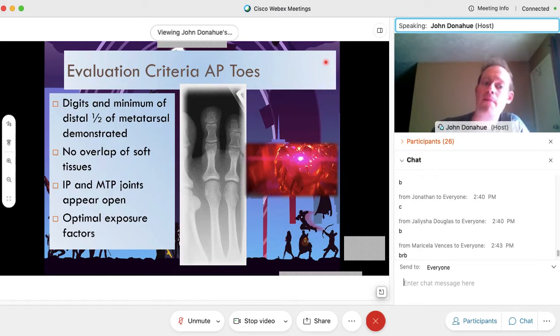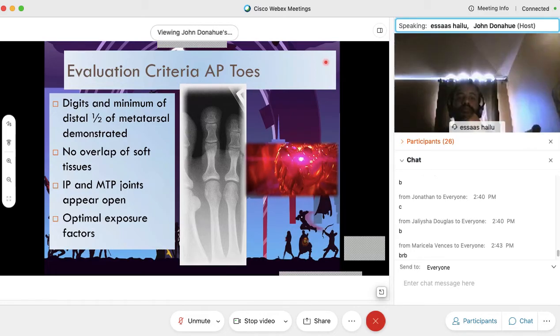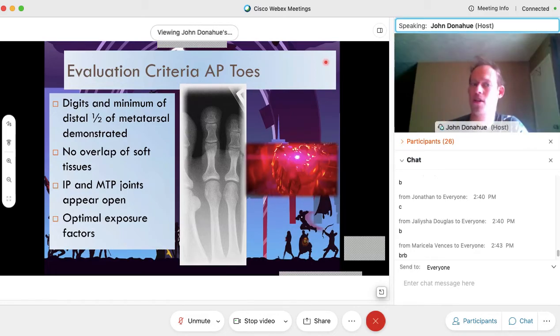And we do want the IP and MTP joints to appear open. Who here can tell me, how do we achieve those joints being open on AP? Because we're not doing an oblique. What's helping us open up those joints? What do you think? 10-degree angulation. Very good. The 10-degree angulation, which is why we add the angulation on those toes to open up that IP and MTP joints specifically.